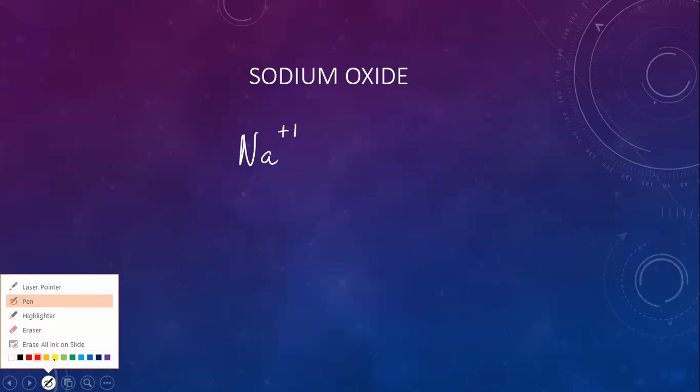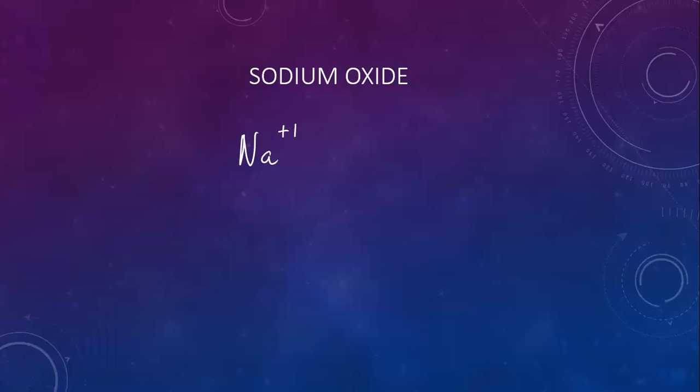Let me change my pen back to white for you to see better. Alright, so sodium has a +1 charge. It's in the first column. Check it out for yourself. Oxide ends in IDE, which means it's more than likely a nonmetal. Now, some polyatomic ions do end in IDE. The closest one to this one is hydroxide.